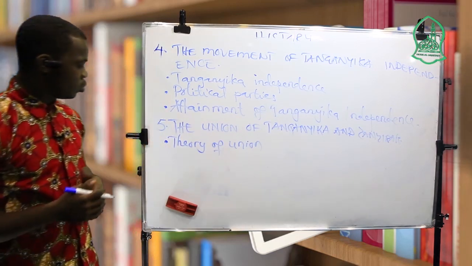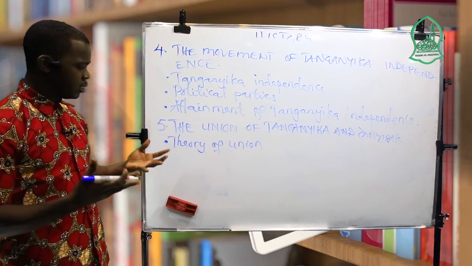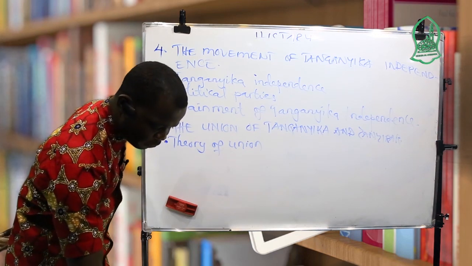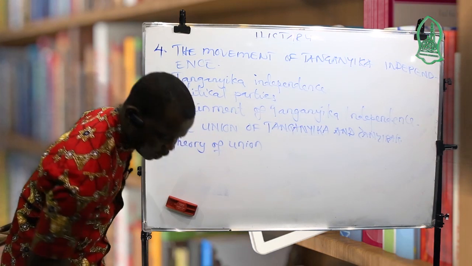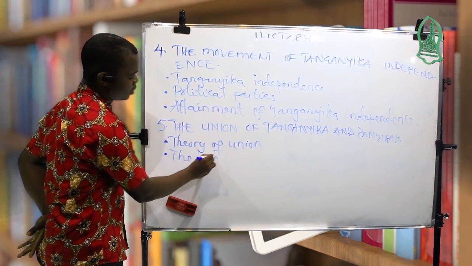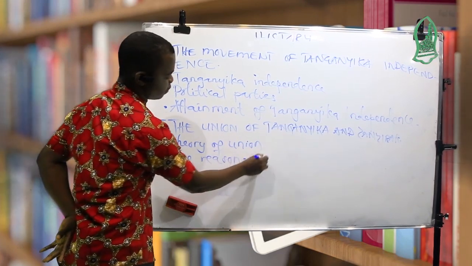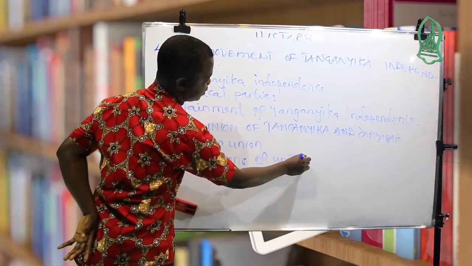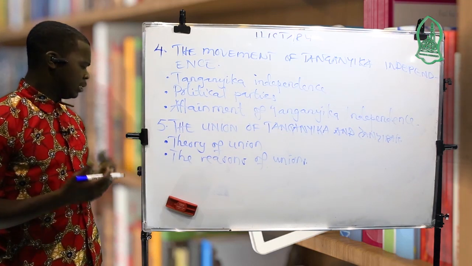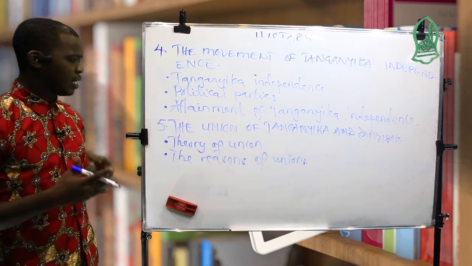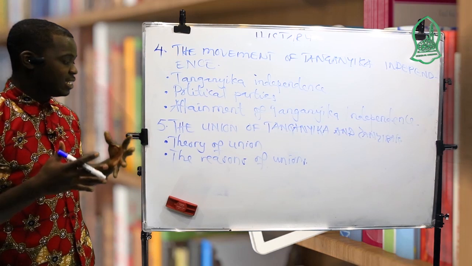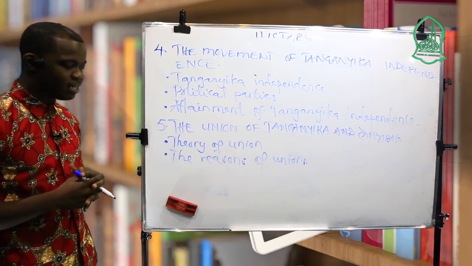Nadharia ya Muungano. So we are going to know what is union and some of the things which could be seen within that time of struggle for union, and also the reasons of union. We shall come and see many reasons of union. Why Tanganyika and Zanzibar were united, because these are some of the reasons which resulted in them doing such a thing.